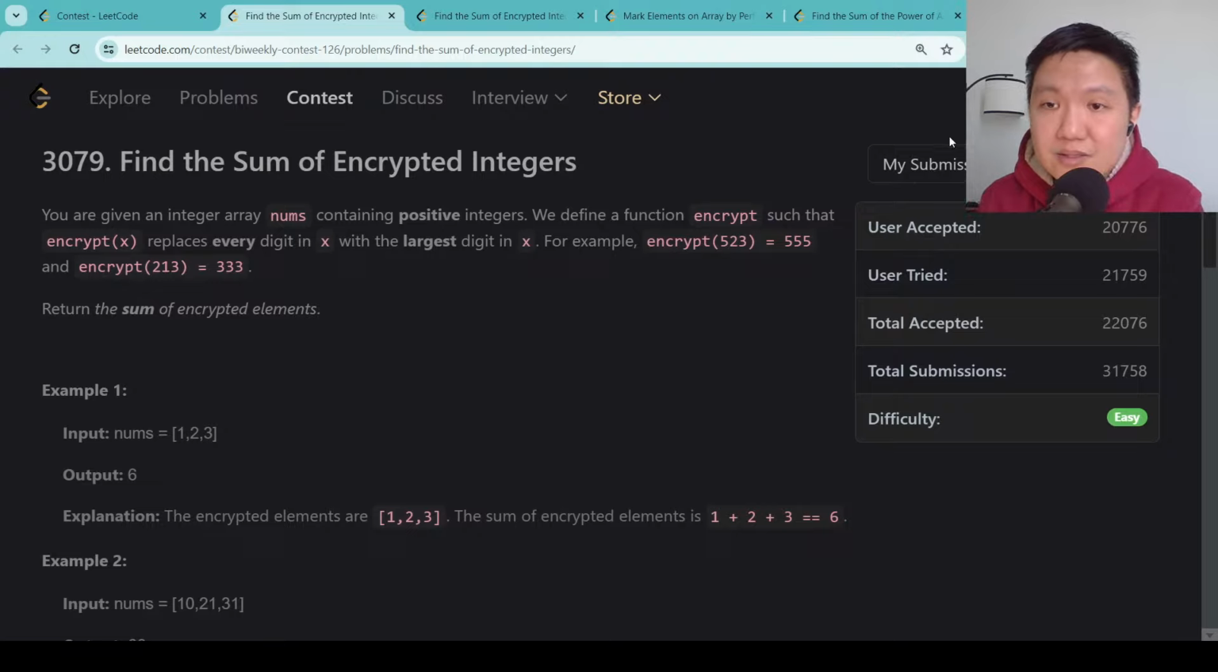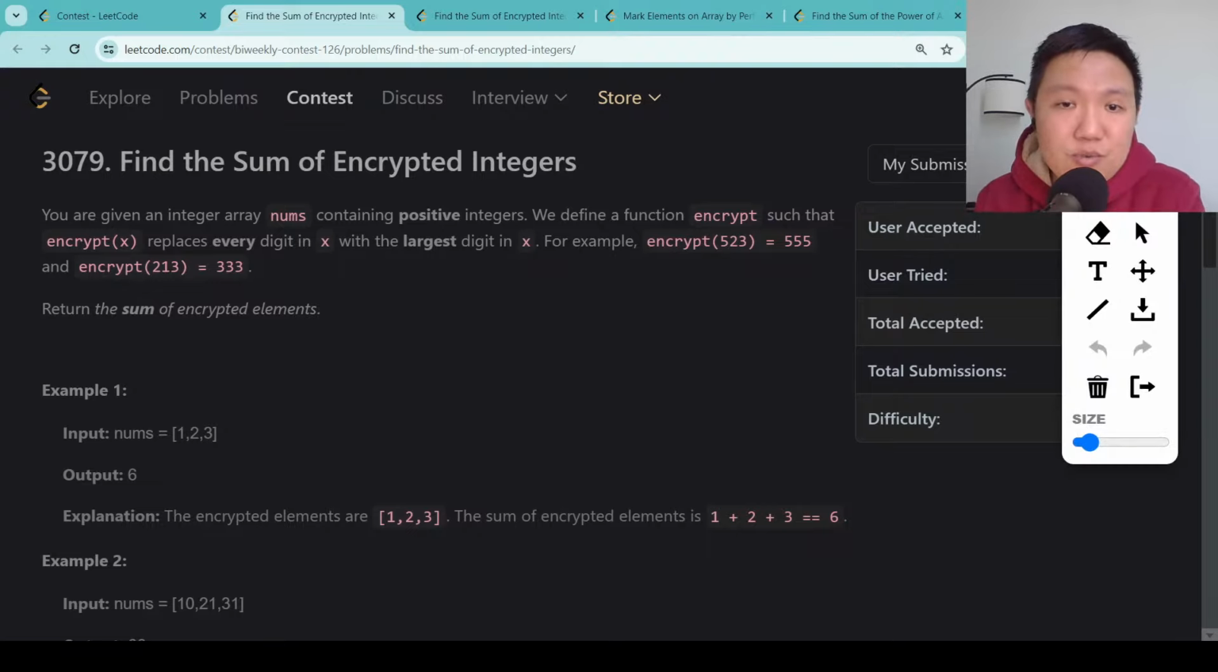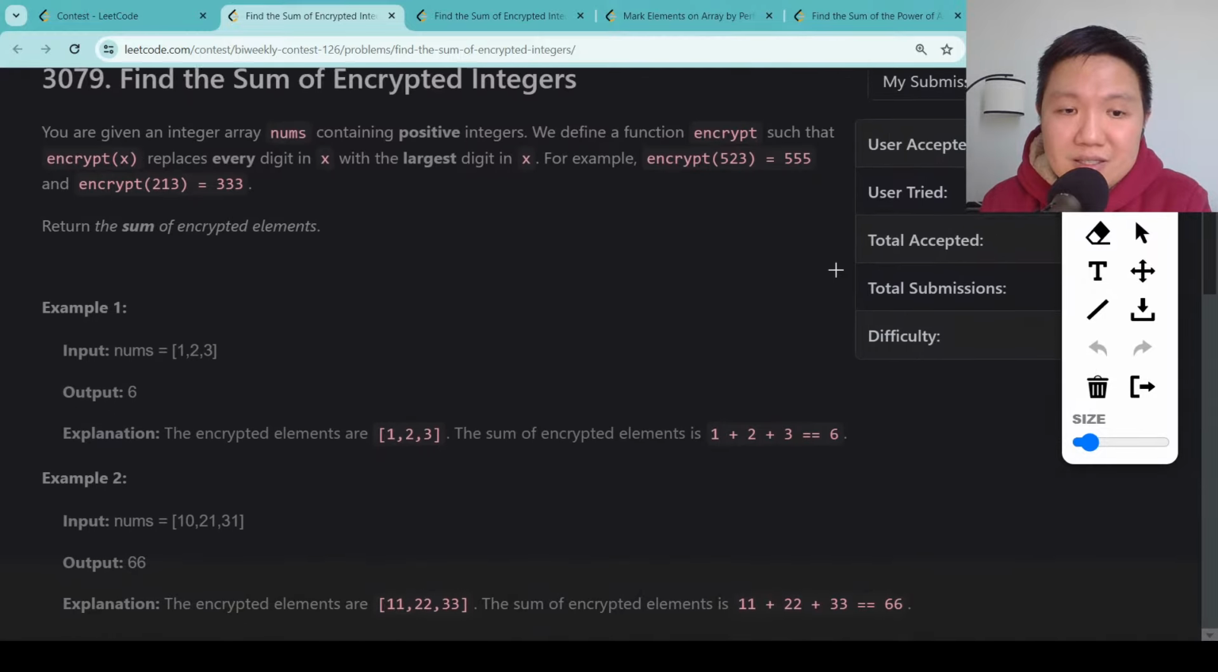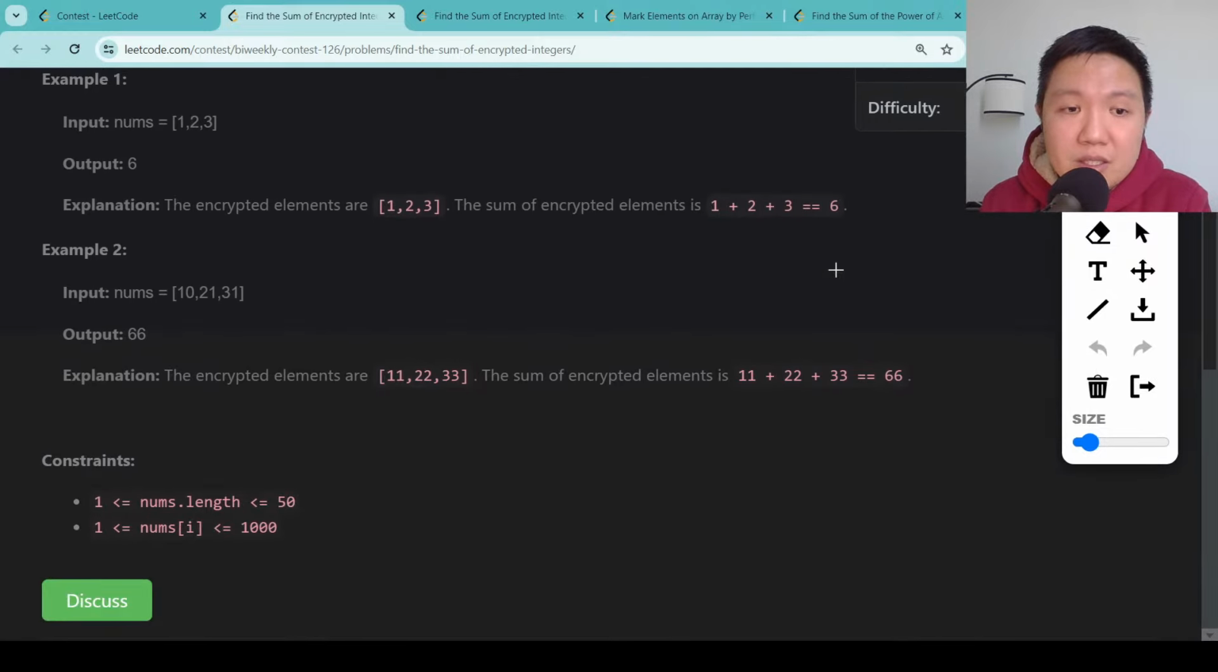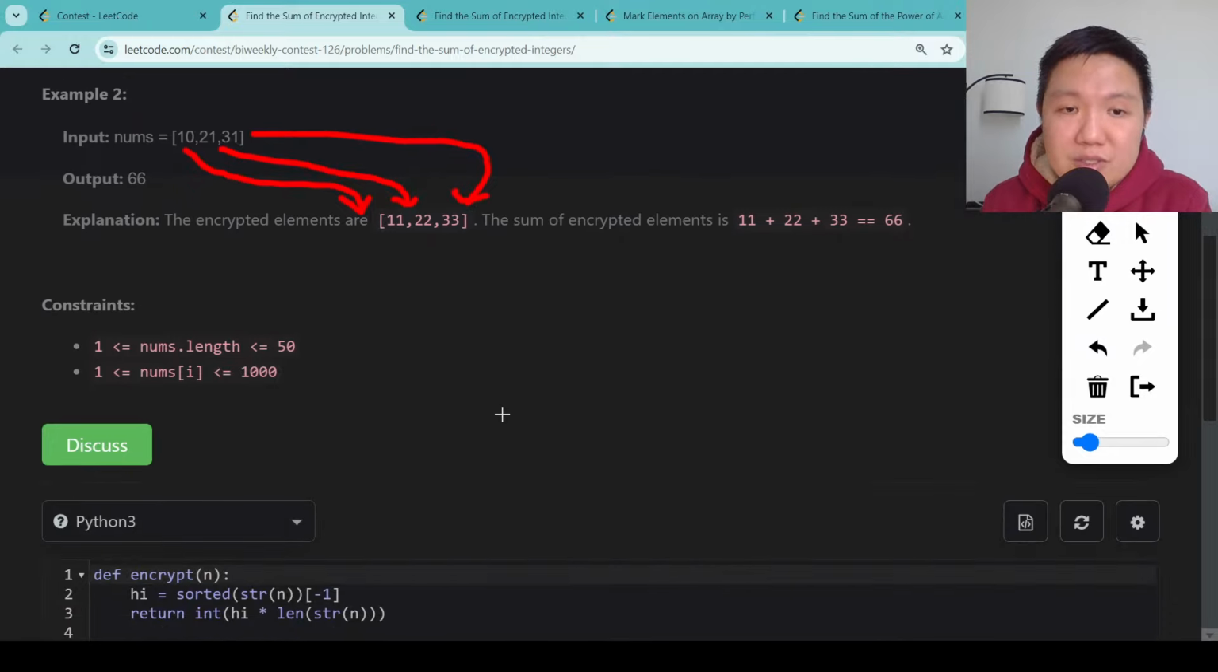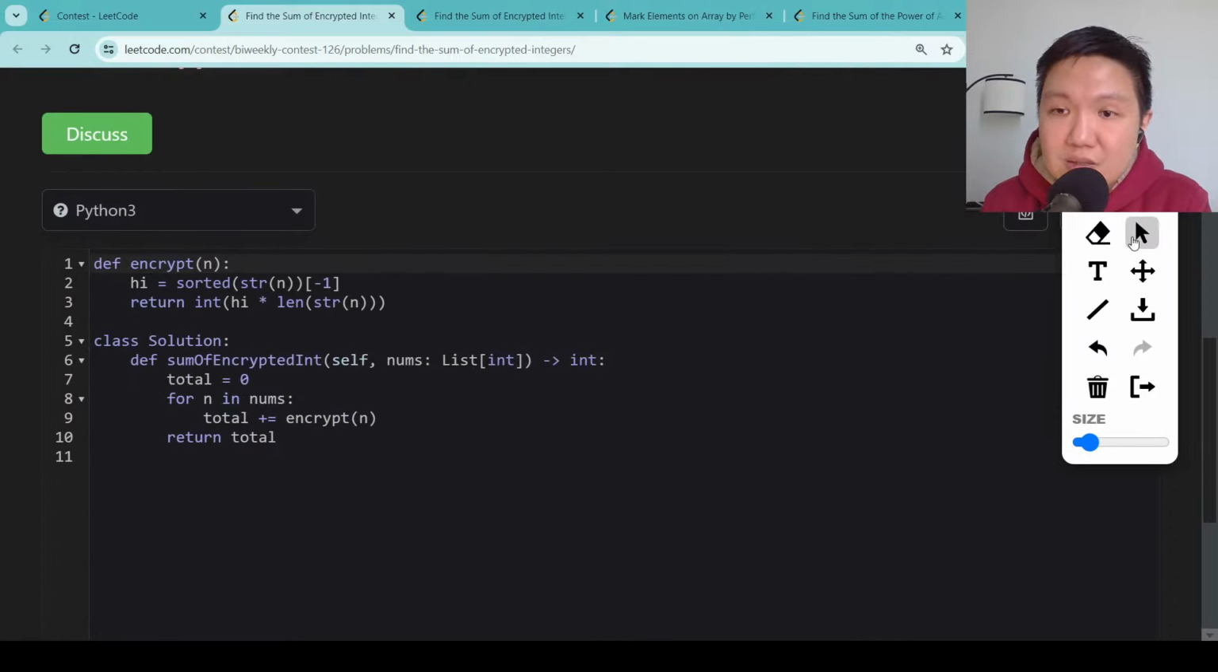This is, I would say, a fairly easy question, all things considered, even though it's harder than the normal question ones you'll see. The idea is you need to define an encrypt function that turns these things into their encrypted form. So 10 should become 11, 21 should become 22, and 31 become 33. Once you have this encrypt function, everything should be easy. So an encrypt function actually looks something like this.